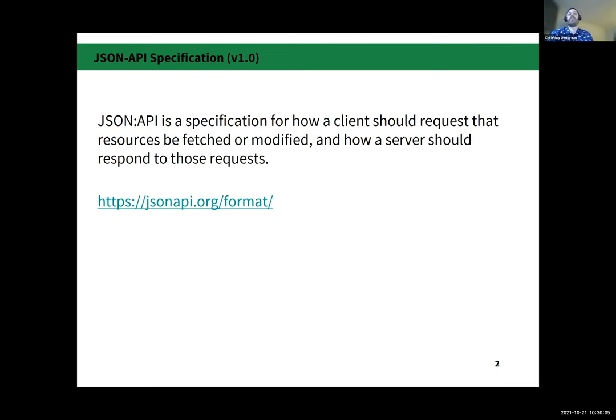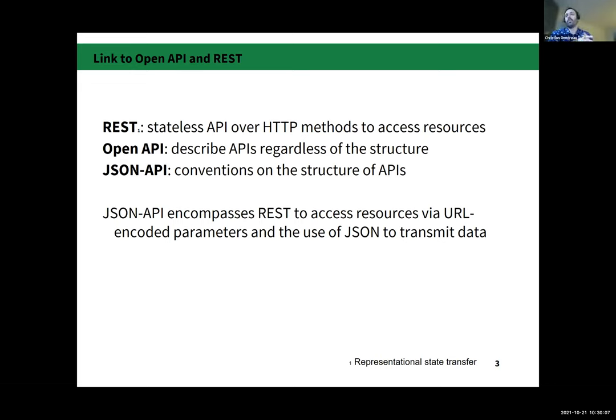Then in relation to other words that you may have already heard, there's the REST principle or architectural principle, which stands for representational state transfer. In one sentence, of course, everything is more complex and more subtle than that, but if I would need to summarize it, it would be a stateless web API over HTTP methods to access a resource. And David already explained the difference between OpenAPI and what we call JSON API.